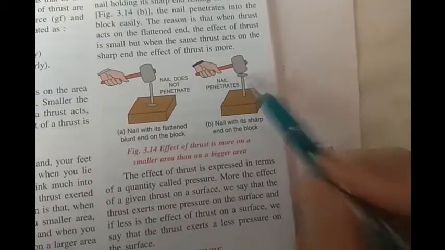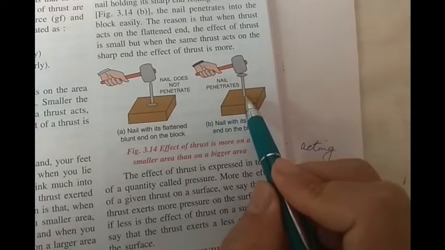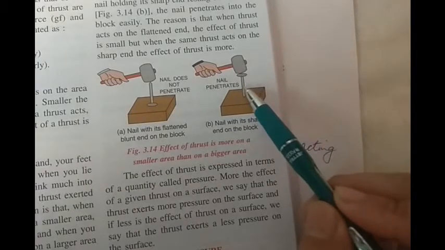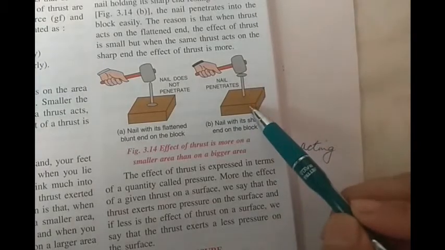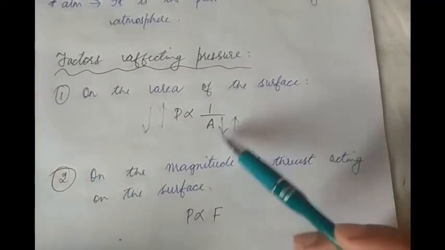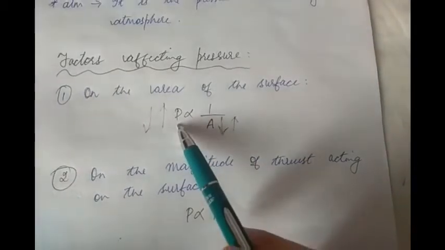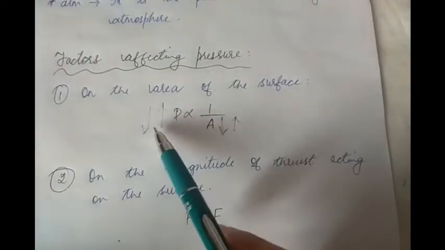Whereas when we hit with the hammer in this case, the force acts on a smaller area over here, the pointed end. Say for example we hit with the same force, the thrust acts on a very small area, since this is the pointed end. So it is because of this that the nail penetrates into the wooden block. So remember, if the area on which the force acts is less, then the pressure acting on that surface will be more, and if the area is more, then the pressure will be lesser.